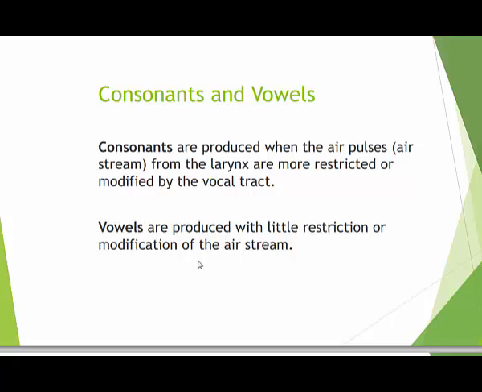Two major divisions of the IPA are consonants and vowels, and that's because the way that these are produced are a bit different. Consonants are produced when the air pulses, or the airstream as it's called, become more restricted or modified by the vocal tract. Vowels, on the other hand, are produced with relatively little restriction or modification of the airstream inside the vocal tract.